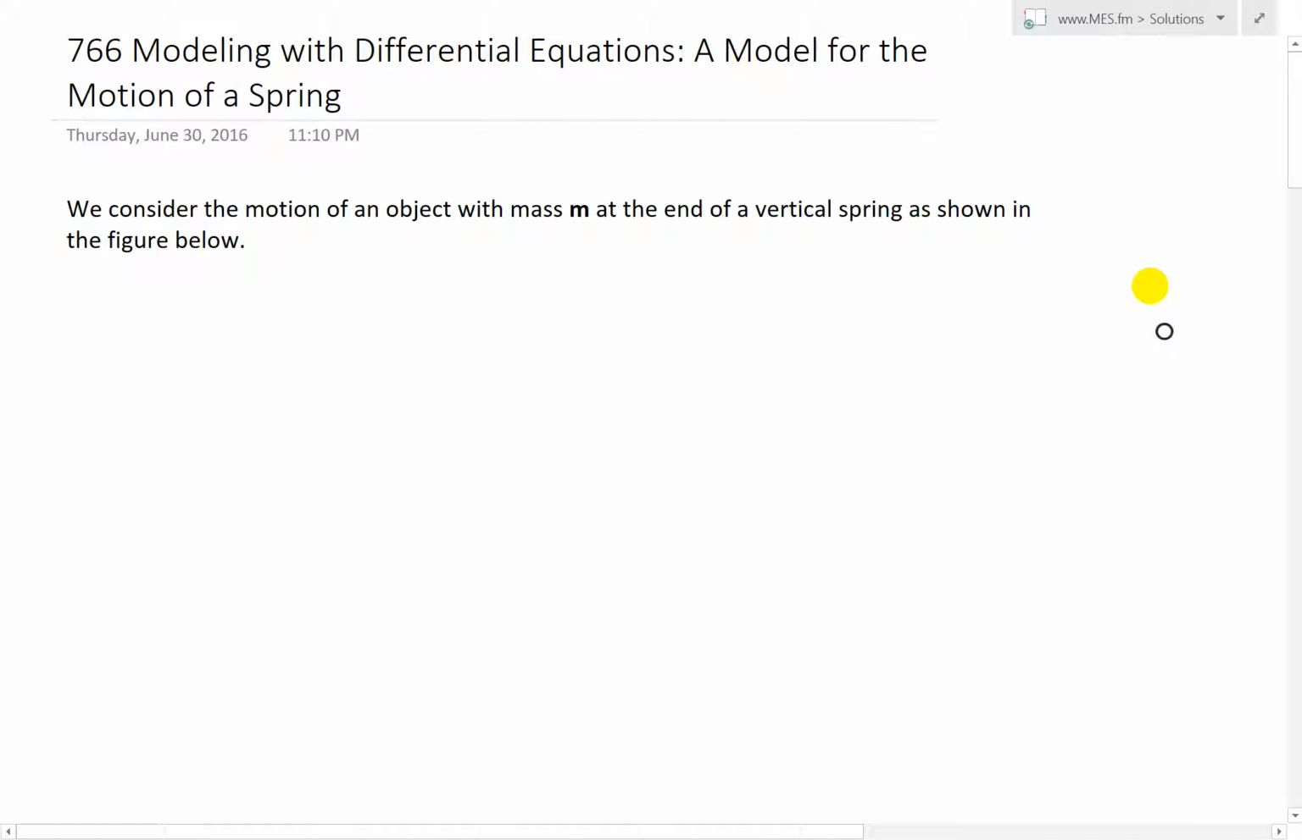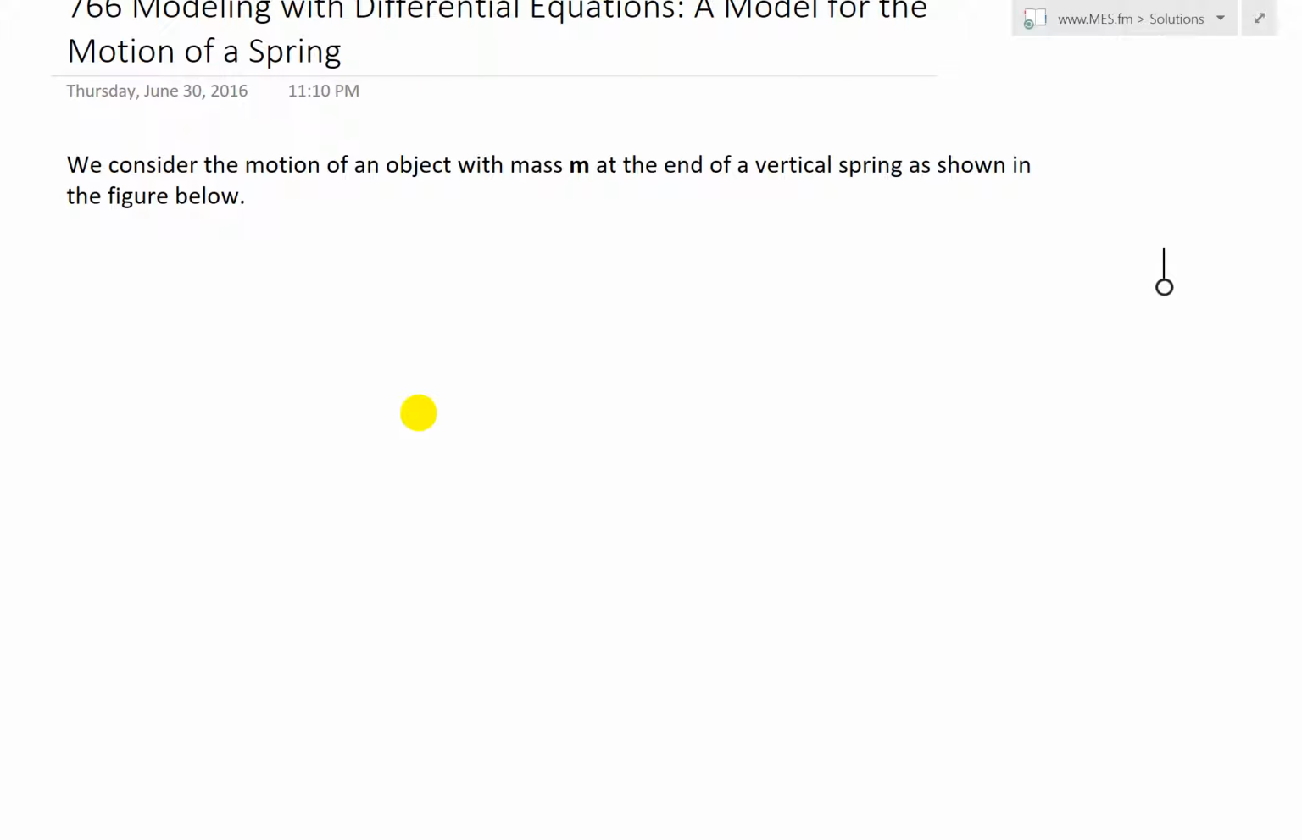Turn to discuss further into modeling with differential equations, and now look at a model for the motion of a spring. So basically we consider the motion of an object with mass m at the end of a vertical spring as shown in the figure below, and I will draw that out. So if you had a spring, let's say vertical like this, and then you have the spring like that. Let's say this is at its natural or equilibrium position, and you have a mass of m that's hanging at the bottom of this vertical spring.